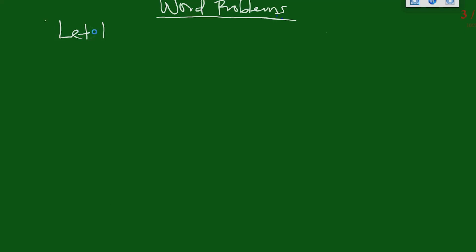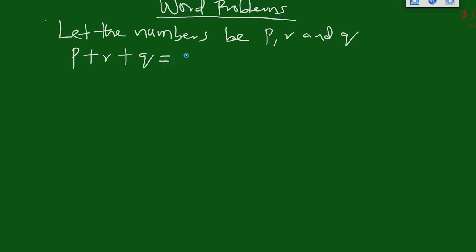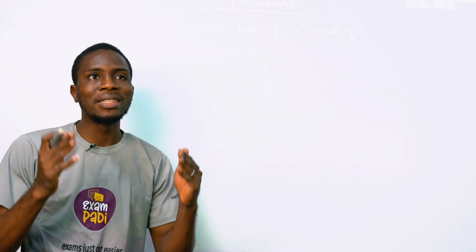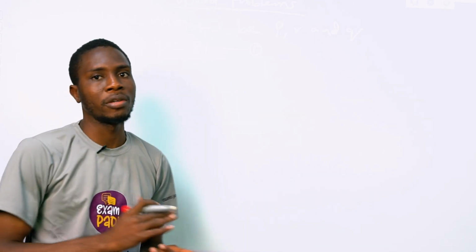Let the numbers be P, R, and Q. The first statement says the sum of three numbers is 81. That means we have P plus R plus Q equals 81. This is equation 1.